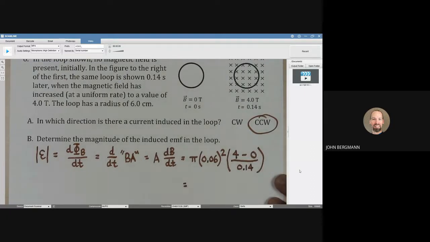I think a calculator would be handy for this, and when I put this into my calculator, I got a value of 0.32. And what's the unit for EMF? It's a voltage, so volts.